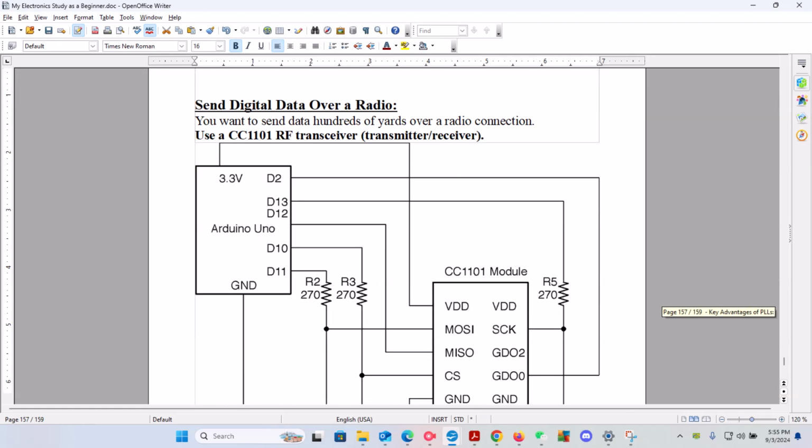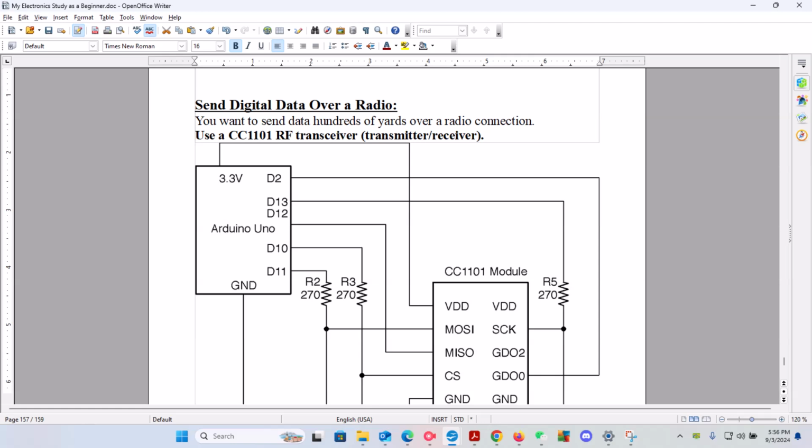Now, when we want to send digital data over a radio, hundreds of yards over a radio connection, this is going to be a certain distance away, and that will require a certain amount of power output. What you want to do is use a CC1101 RF transceiver that is, as I told you before, able to transmit a signal and to receive a signal, otherwise known as a transmitter and a receiver, combined together called a transceiver.